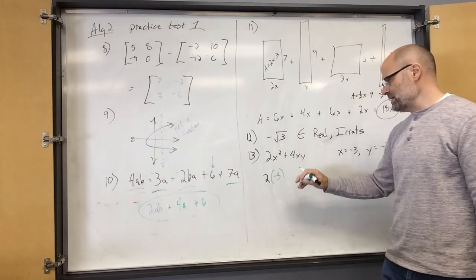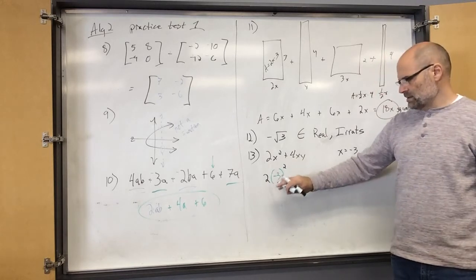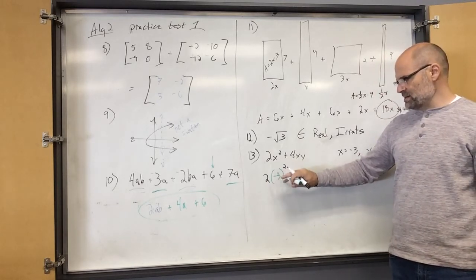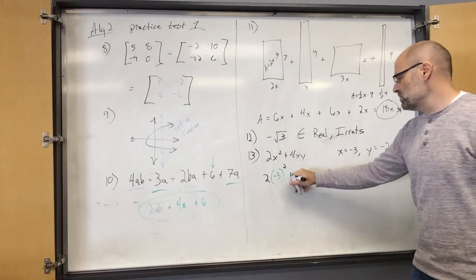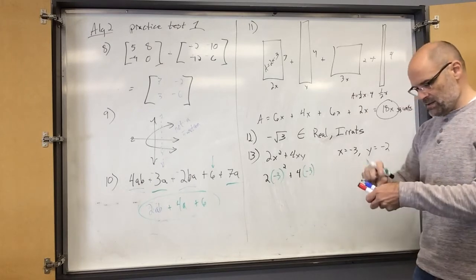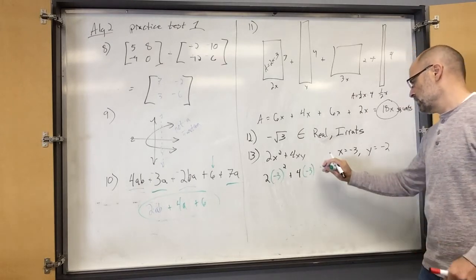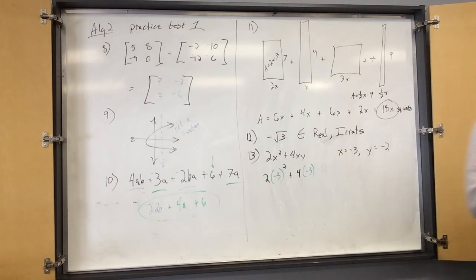If you don't put a parenthesis, do you see what's going to happen? You would get a negative instead of a positive. Yeah, because it would be 3 squared, not -3 squared. Okay? So make sure you put a parenthesis plus 4. And all I'm doing is replacing the x and the y. So far, so good?